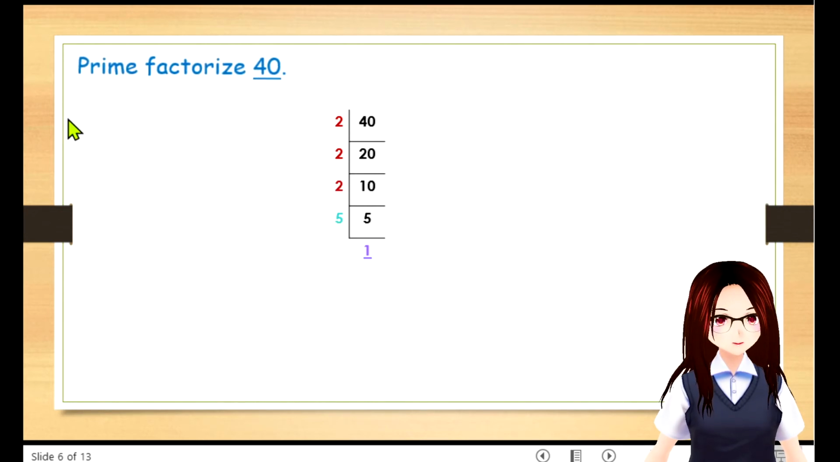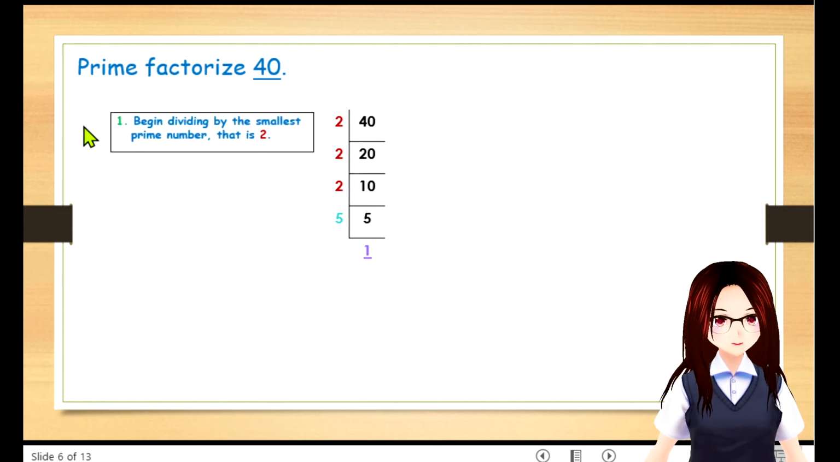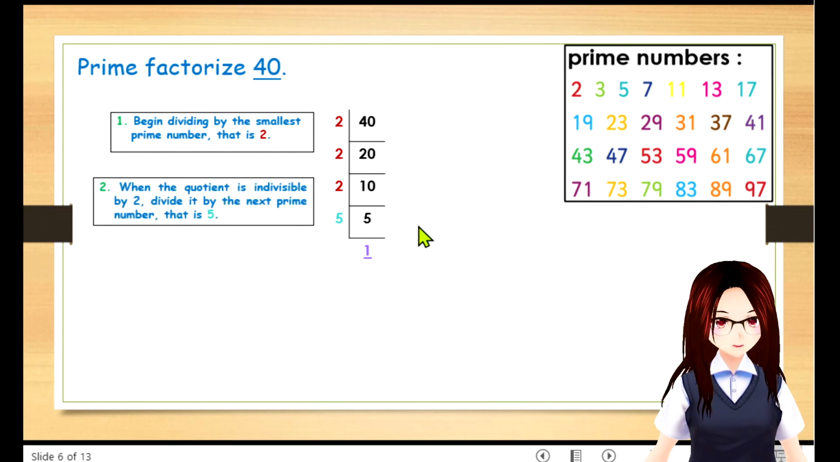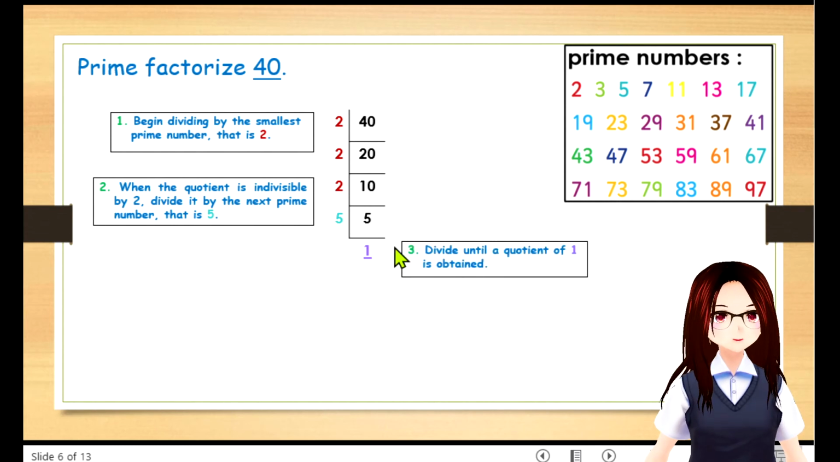Okay, next, prime factorize 40. Okay, so now let's divide again by the smallest prime number, that is 2. So 40 divided by 2 equals 20. 20 divided by 2 equals 10. 10 divided by 2 equals 5. Okay, now let's have the second step. We divide it by the next prime number, that is 5. So 5 divided by 5 equals 1. Now a quotient of 1 is obtained.